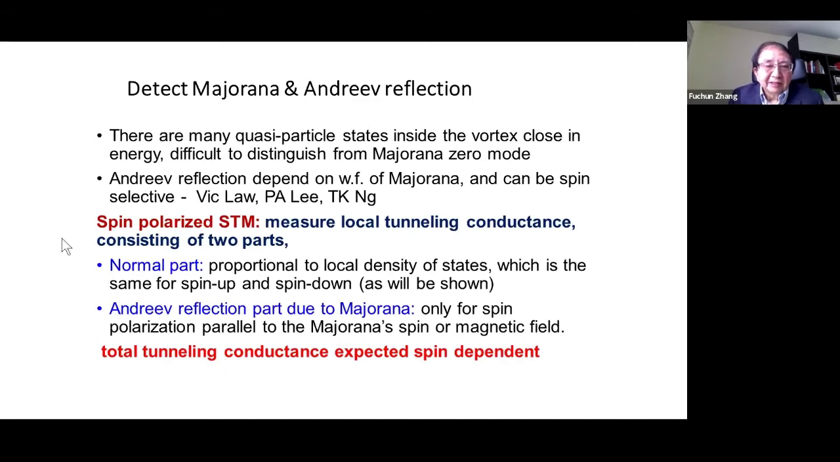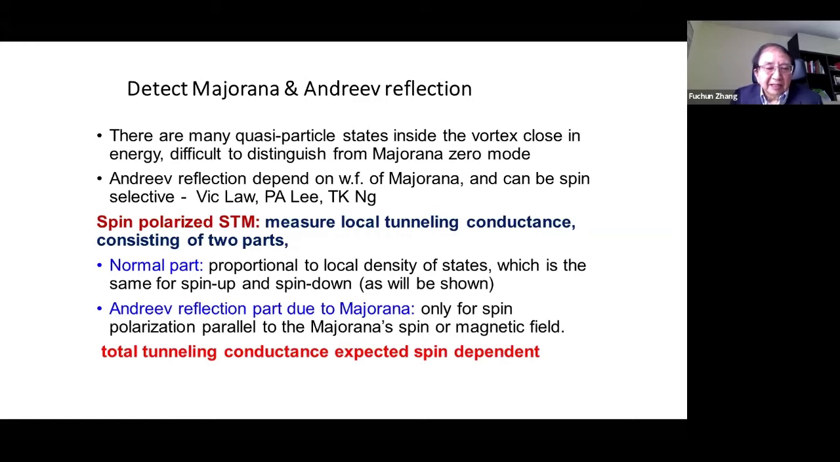And they say that they show that unusual refraction depends on the wave function of Majorana and can be spin selective. Okay, so to detect this Majorana zero mode in the usual superconductor proximate topological interface, topological insulator, we need to use spin polarized STM. Okay, so that may measure local tunneling conductance.